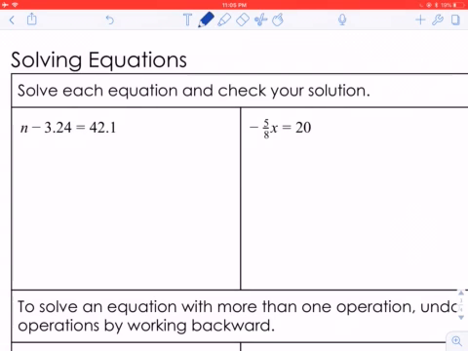So what I see in this first one is I'm going to ask myself, what do I see in this equation? What I see in this equation is this subtraction sign. In order to solve an equation, I need to do the opposite. The opposite of subtraction is addition. So I'm going to add 3.24 underneath here. And what I do to one side of the equation, I also have to do to the other side of the equation.